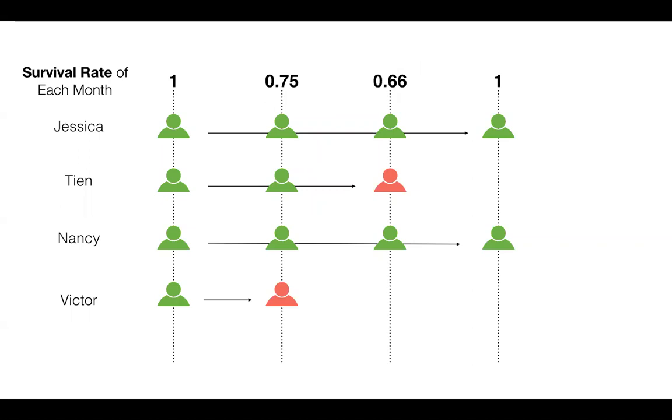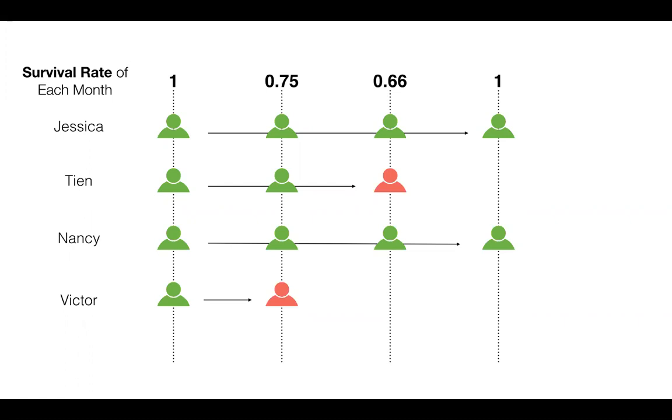In the first month, nobody quit, so the survival rate, or retention rate, is 100%, just 1, right? In the second month, out of 4, 1 person canceled. So when we focus on this second month, the survival rate is 75%, so 0.75. In the third month, we had 3 people, and out of 3, 1 person left the service. So now it's 66%. And in the last month, the 4th month, nobody left, so the survival rate of that particular month is 100%.